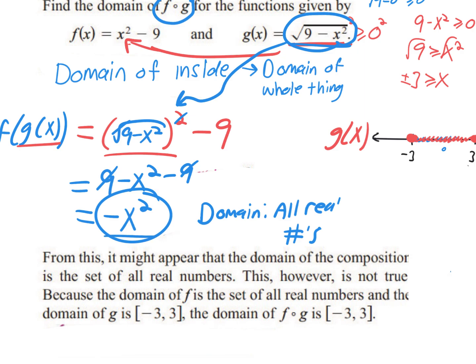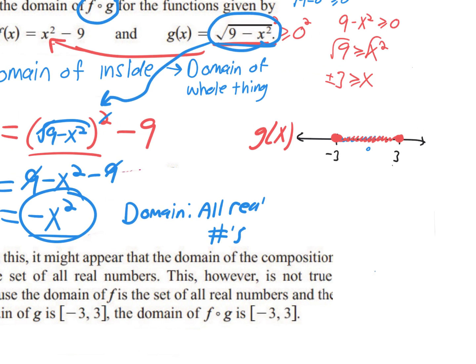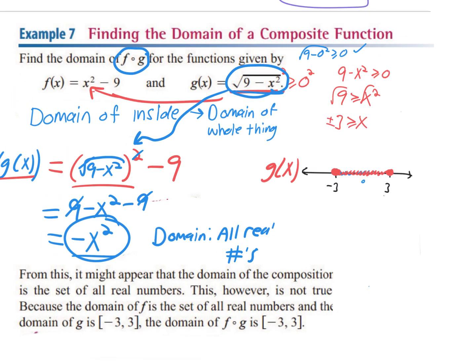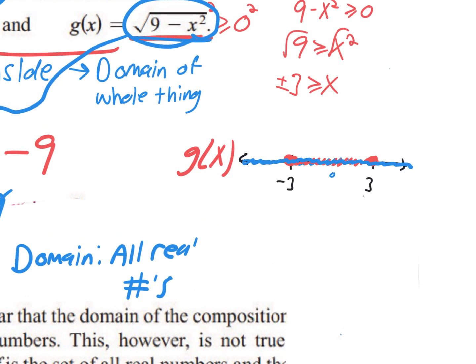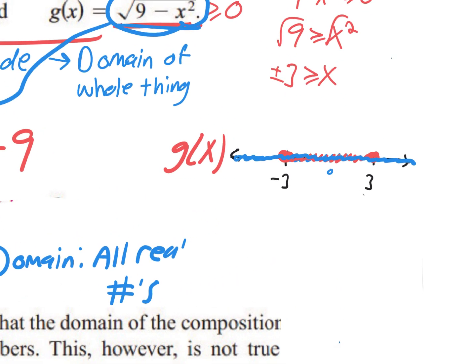Just by looking at this, you might think that the domain of the whole thing would be all real numbers, but again, it's the overlap of the inside, whatever the inside function is, which is g of x, and the whole thing. So in blue, I'm going to color in on this little number line the whole thing, right? The entire negative infinity to infinity you can plug into negative x squared. But again, the domain of the entire thing is just going to be the domain of the overlap. So where do the red and the blue overlap? Good, right? From -3 to 3. So that means the domain of the whole thing is going to be from -3 to 3.